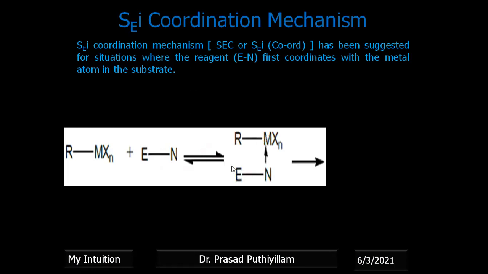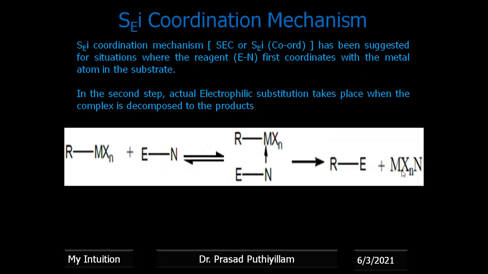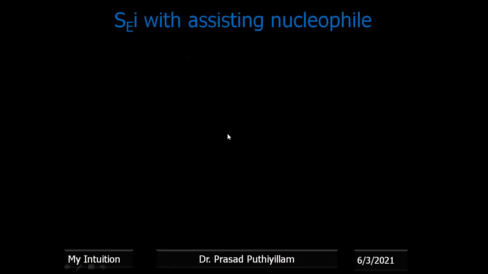Then this R group can combine with the E. Therefore, in the second step only, the electrophilic substitution takes place. Here in this structure, similar to a ring structure, a coordinate bond is formed. Then it forms a bond with the R. Then this molecule decomposes to give the substituted product RE plus the byproduct.